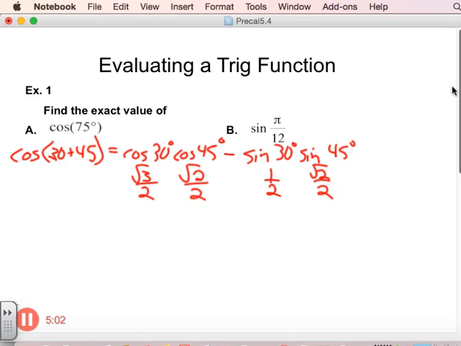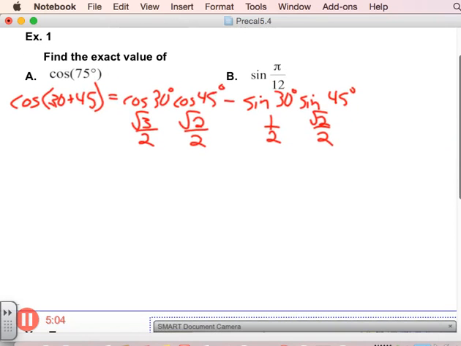So now at this point, we can just multiply the two values together on each term. Square root of 3 times square root of 2 is square root of 6. Just top times top, bottom times bottom. On the bottom we got 4. Minus 1/2 times square root of 2 over 2 is square root of 2 over 4. So we got the square root of 6 minus the square root of 2 on the top.